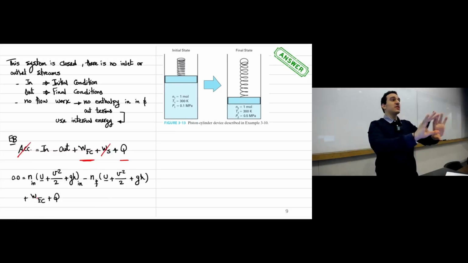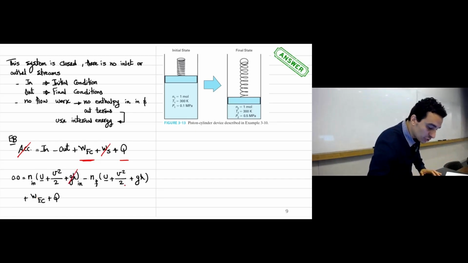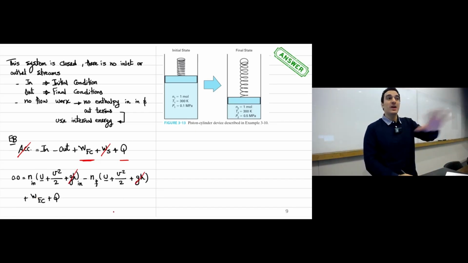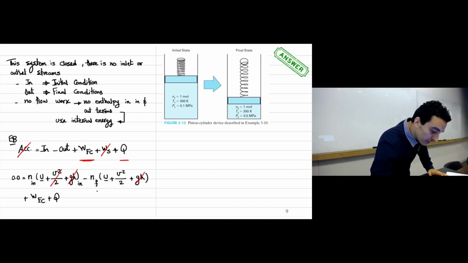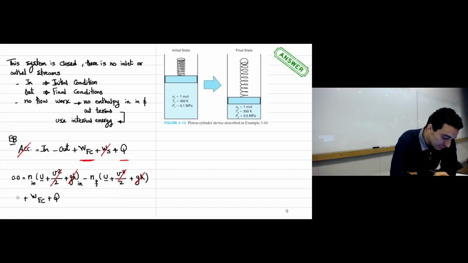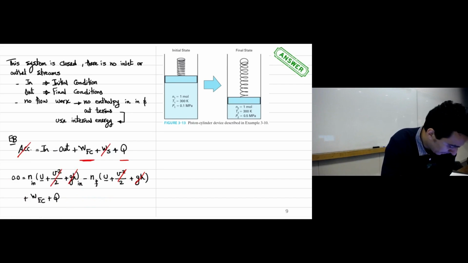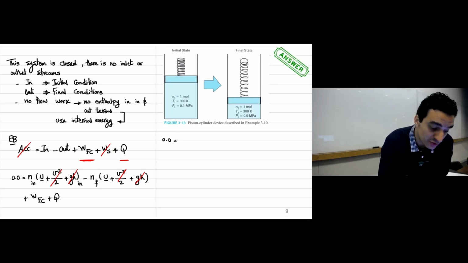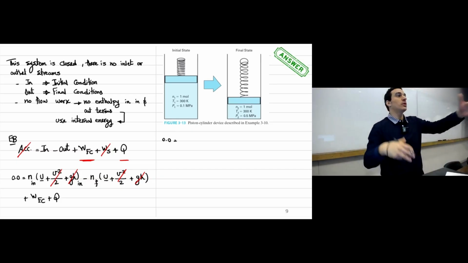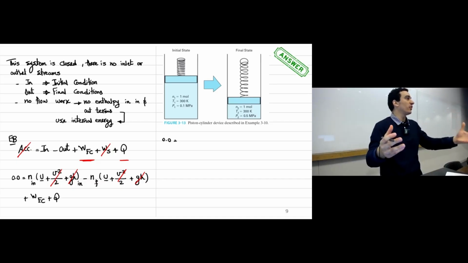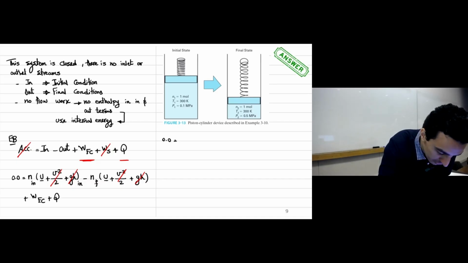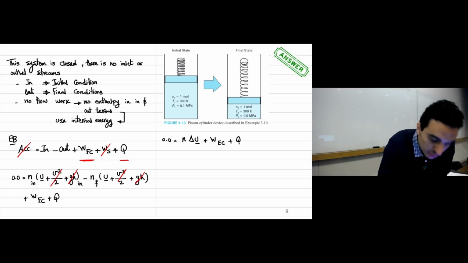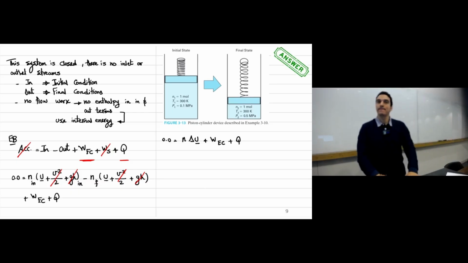And again, here this is the piston at the same horizontal level, so there is no change in the potential energy. We have no movement happening, so there is no kinetic energy term. So from this equation we have 0 equal; N is constant. In the initial state we have 1 mole, and in the final state we have 1 mole. So the initial and the final are the same, and I can take them as a common factor. So this will be N delta U plus work of expansion contraction plus Q. So far it's clear?